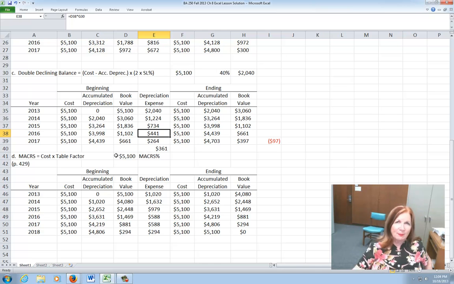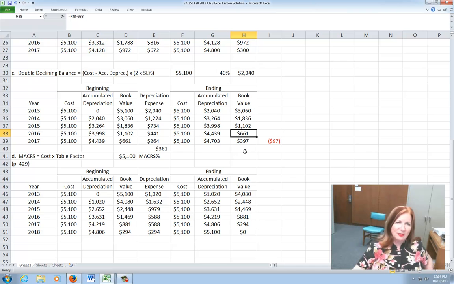here we want the book value, D38 or $1,102 times 40%, and we get $441. So in our jargon, it's a D38 times a G30. And then we have the cost. The accumulated depreciation is last year's accumulated plus this year's new depreciation expense. And then we get a book value.